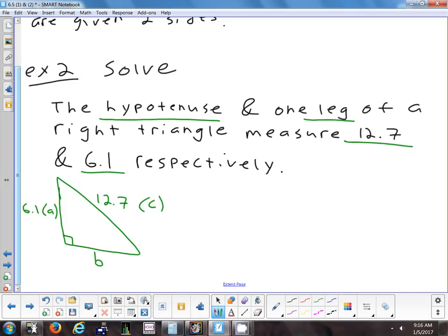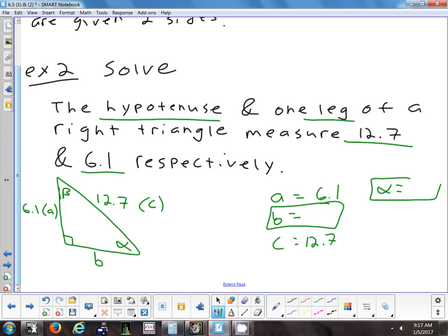So the angle that's across from A, what do we call that one? Alpha. And across from B? Beta. Okay, so now we've got our diagram. Let's make a table. All right, so A we said is 6.1. B we don't know. C is 12.7. Okay, alpha we don't know. And beta we don't know.